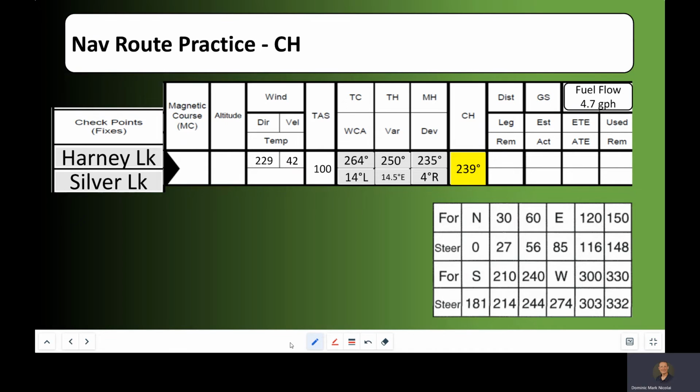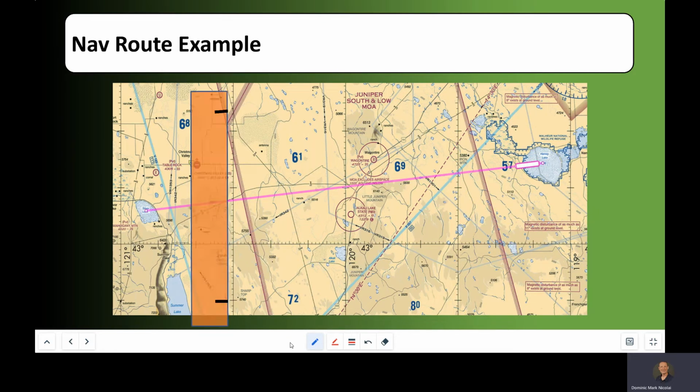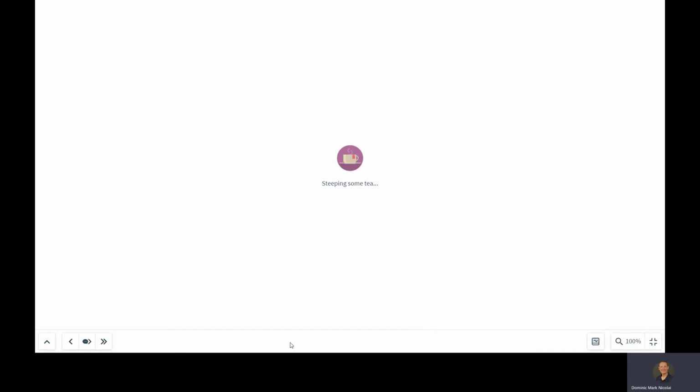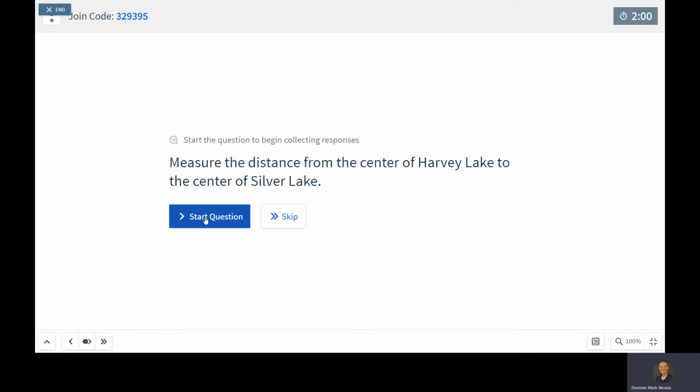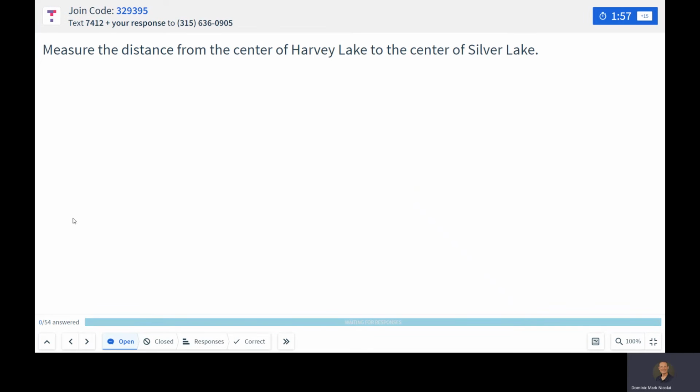Next bit is the distance that we're going to be traveling, right? We've already done this earlier, but if you want to go back and do it again, take a moment, get our tick marks on there and up against the side, counting off every 5 or 10 on that. So that's going to be your top hat question here: measuring the distance from the center of Harvey Lake to the center of Silver Lake.